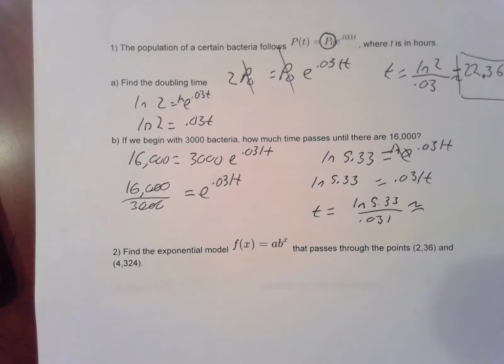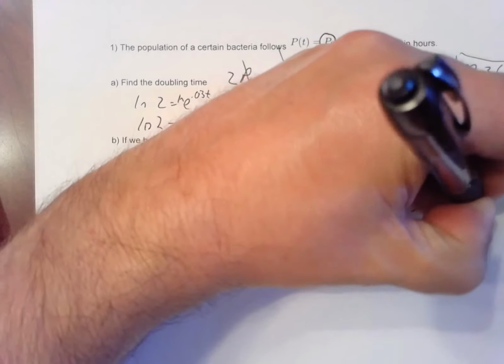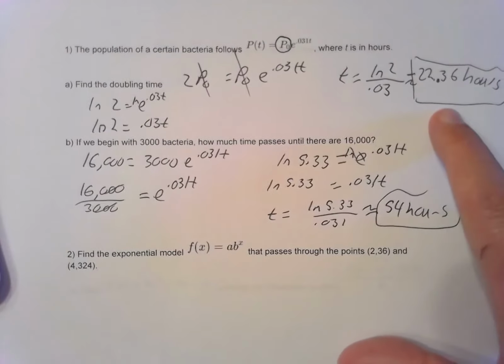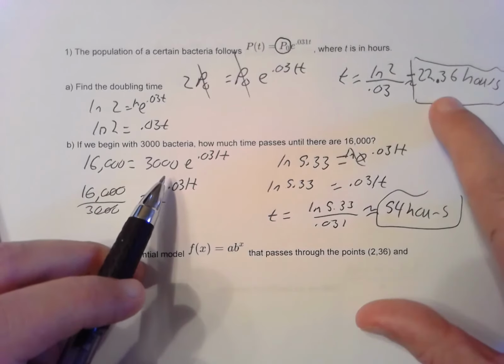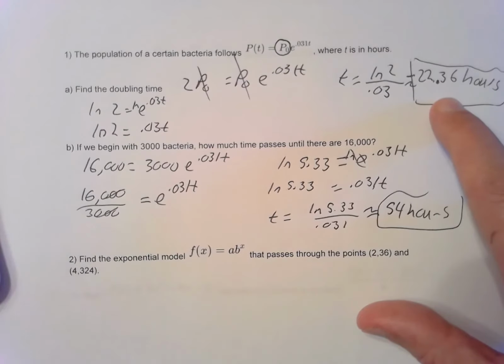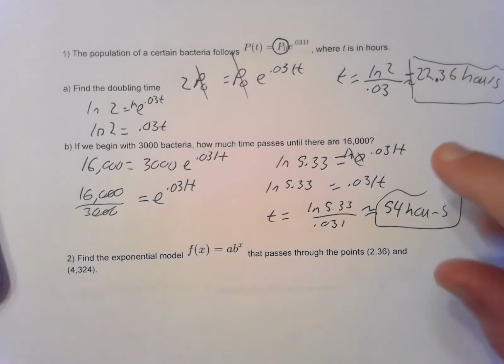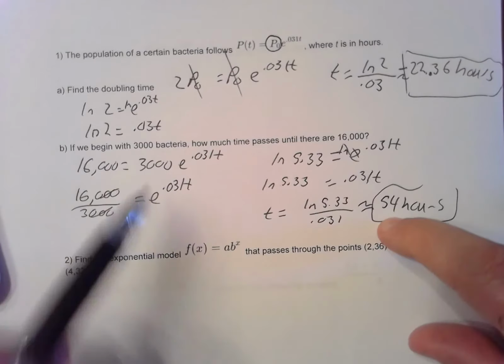Let me throw that in a calculator. And I got about 54 hours. Which makes sense in the context of this doubling time. Every 22 hours, roughly, we double. So we start with 3. After 22 hours, we'll have 6. After another 22 hours, we double that. We'll have 12. So after 44, roughly 45 hours, we'll have 12,000. A few more hours, we're up to 16.